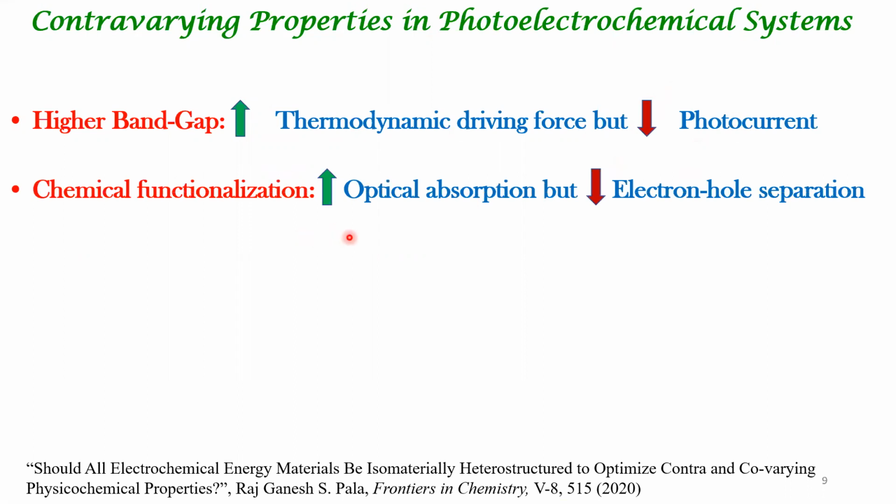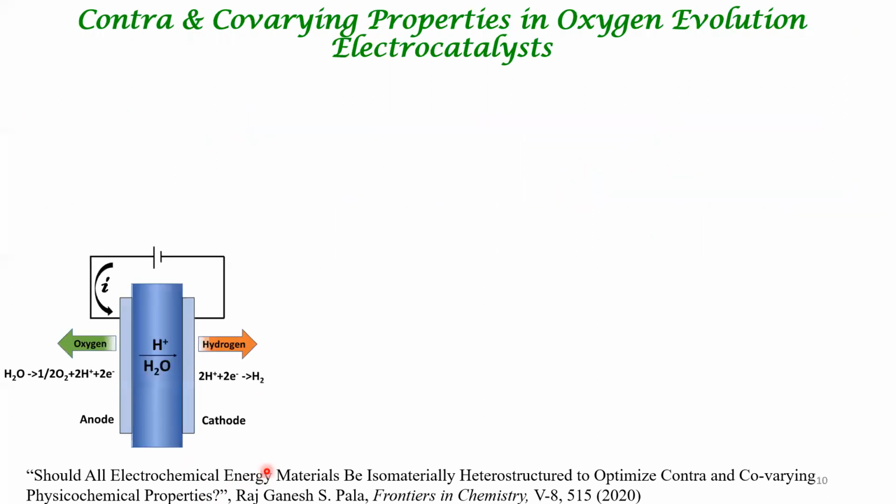There are certain approaches that improve the optical absorption, but that typically decreases the efficiency of electron-hole separation. So again, these are contravarying properties. If you try to do this better, you typically end up hurting this process. All these issues are elaborated in this article.